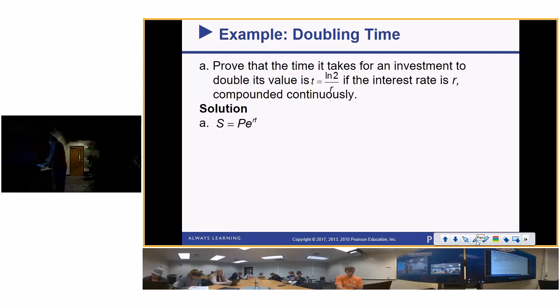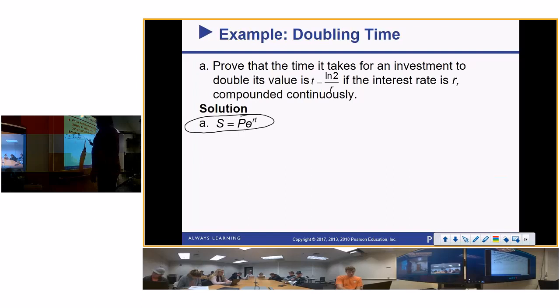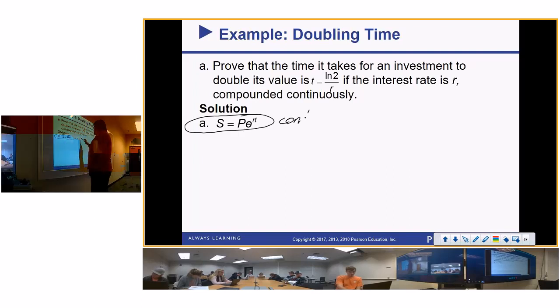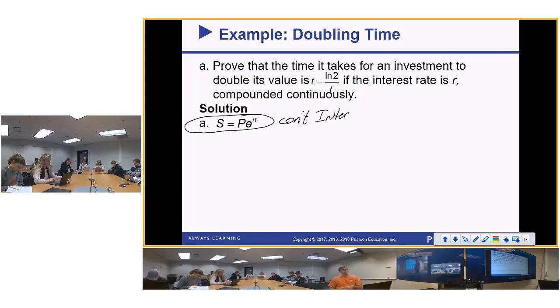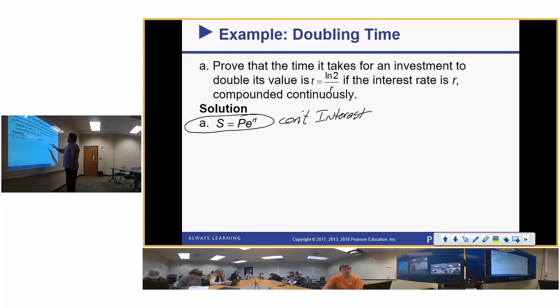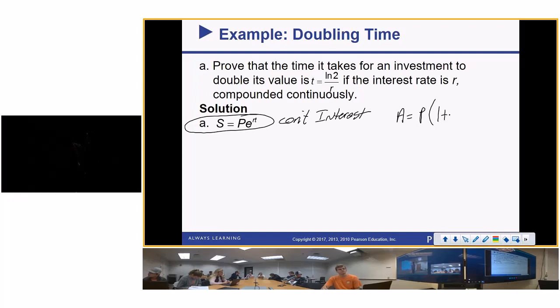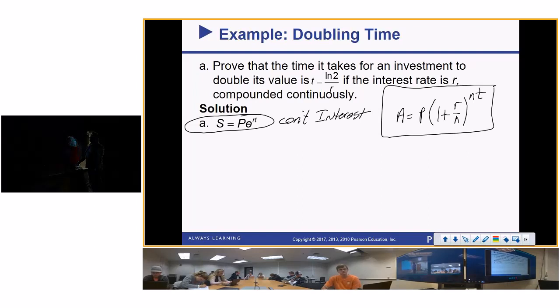This is not a test question, but I want you to write this down. This is continuous interest. Have we talked about continuous and compound interest? No. Okay, this is continuous interest. Compound interest is A equals P times (1 plus r over n) raised to the nt power. Make sure you know those two.